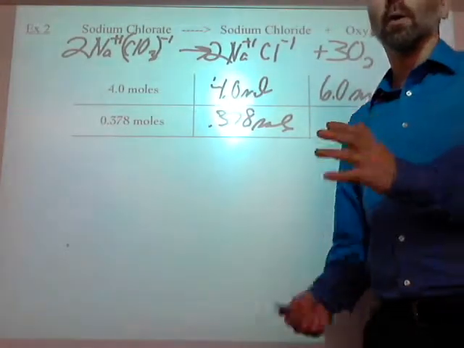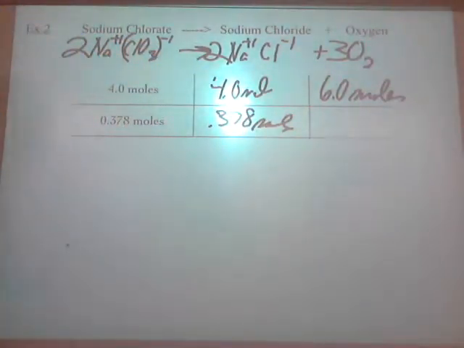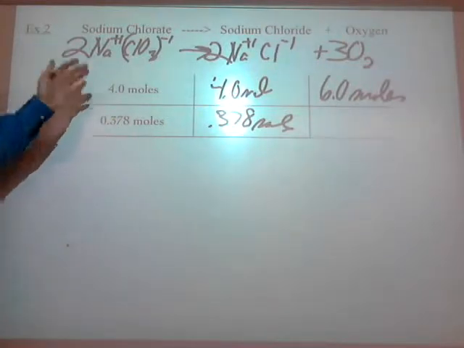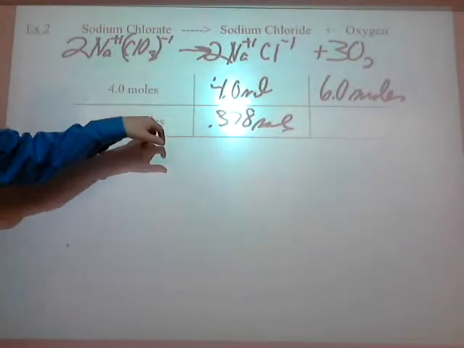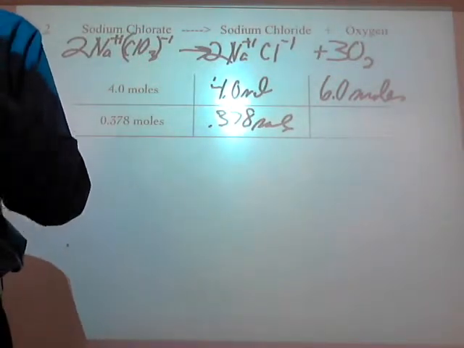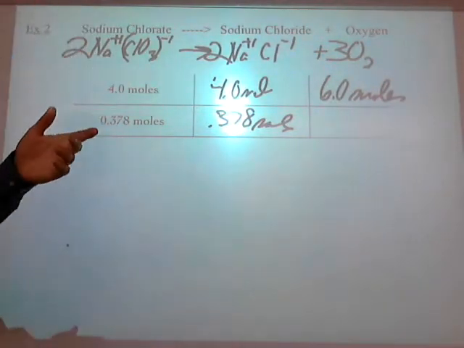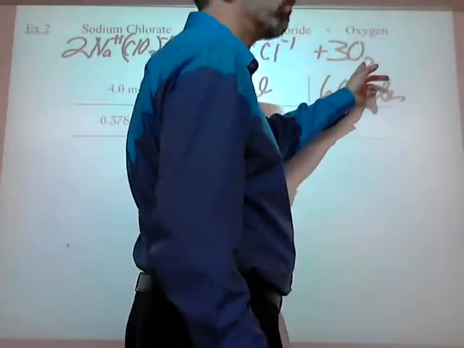What do I do? Well, you do something you learned how to do in the first chapter with me. Conversion factors. We could do this by a conversion factor. If I said you had 0.378 moles of sodium chlorate, and I said to convert that to grams, you could do that, right? Convert it to atoms, you could do that. Molecules, you could do that, right? You can also convert it to how many moles of oxygen.